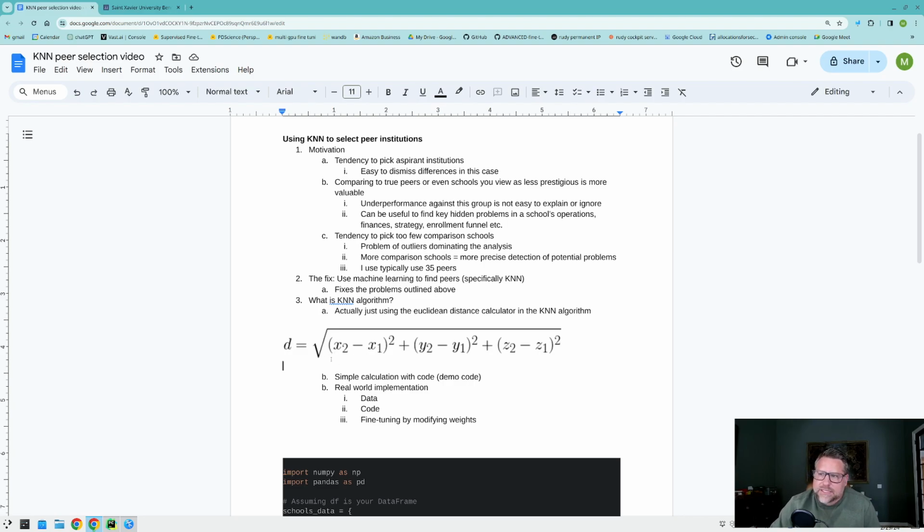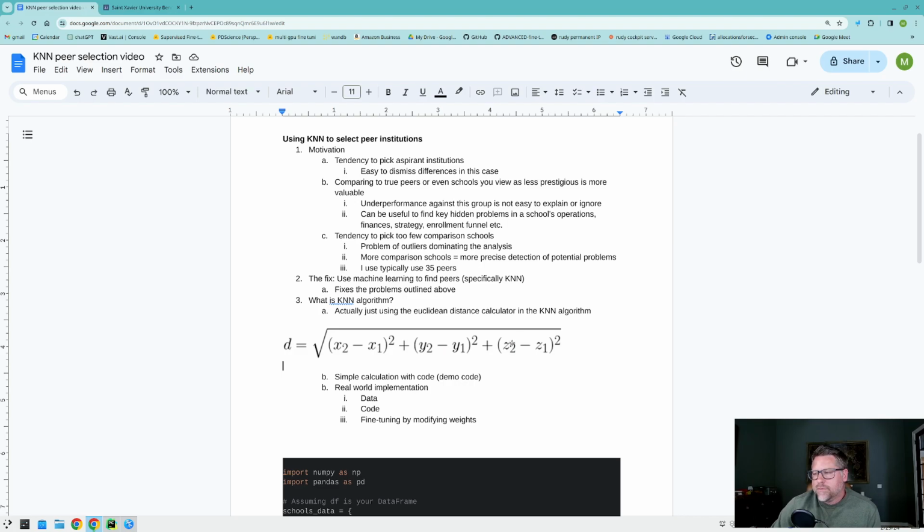So for example, if the variable x here were number of students, all right, and to find the distance between school 2 and school 1, you simply subtract, find the difference between the number of students between the schools, square it, and you've got this term part of the Euclidean distance. If variable y is revenue, you take school 2's revenue, subtract school 1's revenue, square it to get the squared difference between the 2 schools in terms of their revenue.